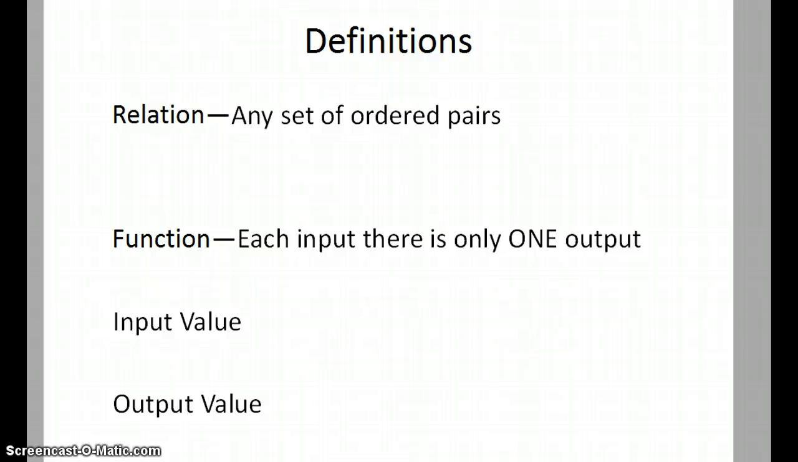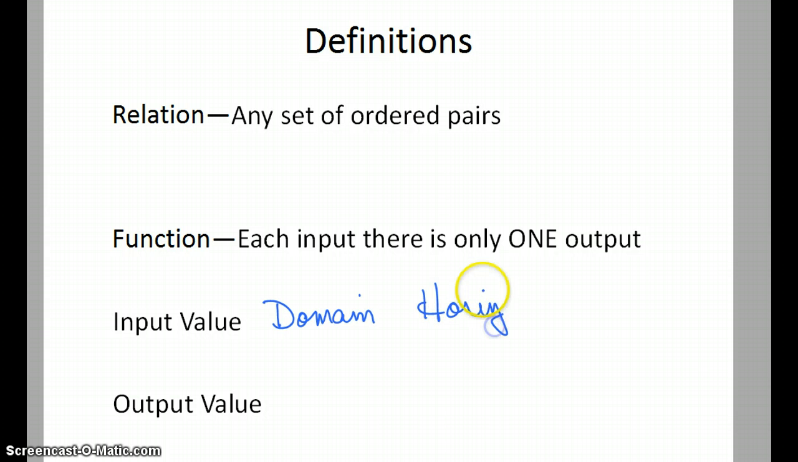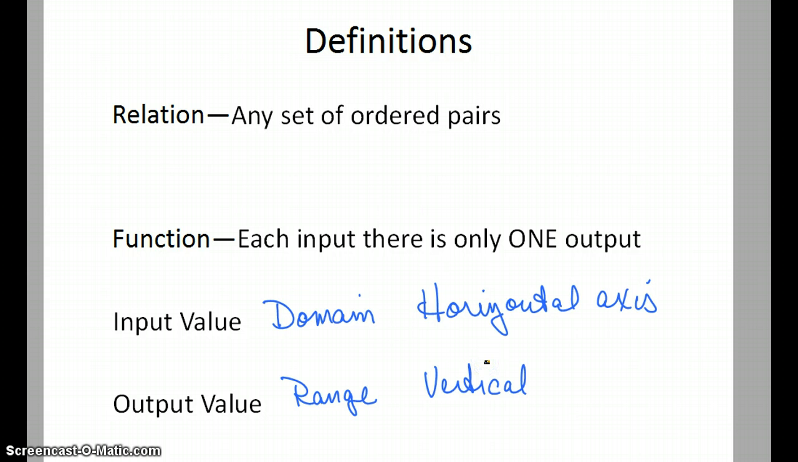And most of the time in the things that we talk about, for each x value, there's only one y value. So we normally talk about it in terms of x and y. But the input for us is generally our x value. Sometimes it is called the domain. And the domain is along the horizontal axis. Now the output value is also called the range. And that falls along the vertical axis. So we normally think of the input value as our x values and the output value as our y value.